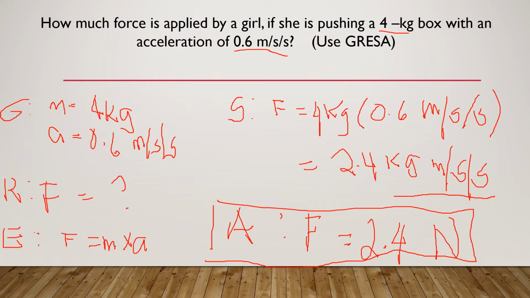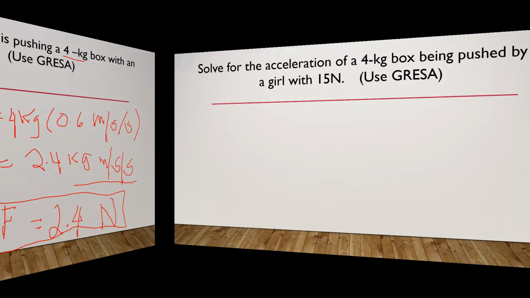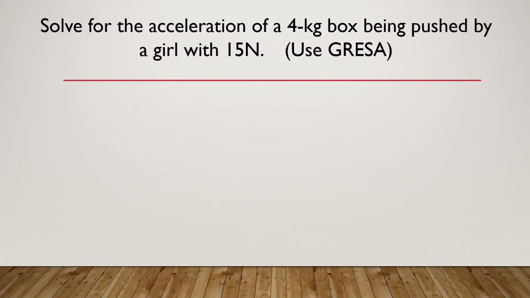Next. So, there you have it, problem number 1. For problem number 2, solve for the acceleration of a 4 kilogram box being pushed by a girl with 15 Newton. Again, you need to use GRESA. So from here, you just need to underline first the givens, such as the 4 kilogram box and 15 Newton.